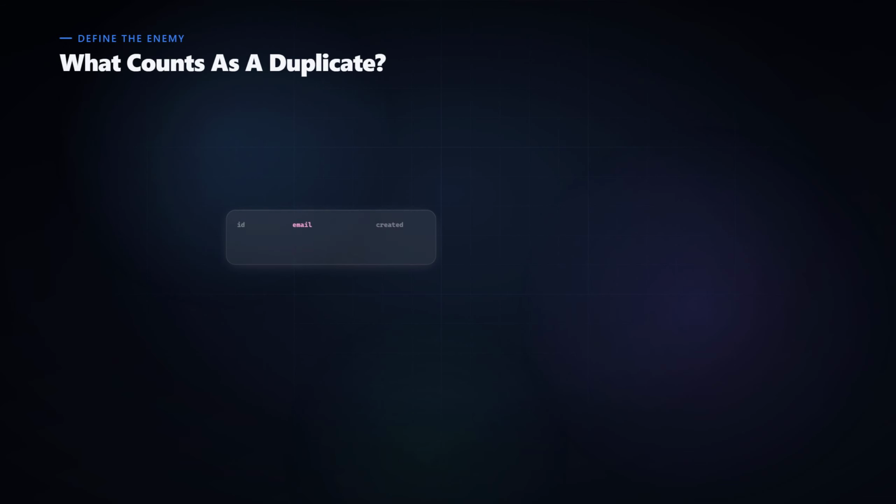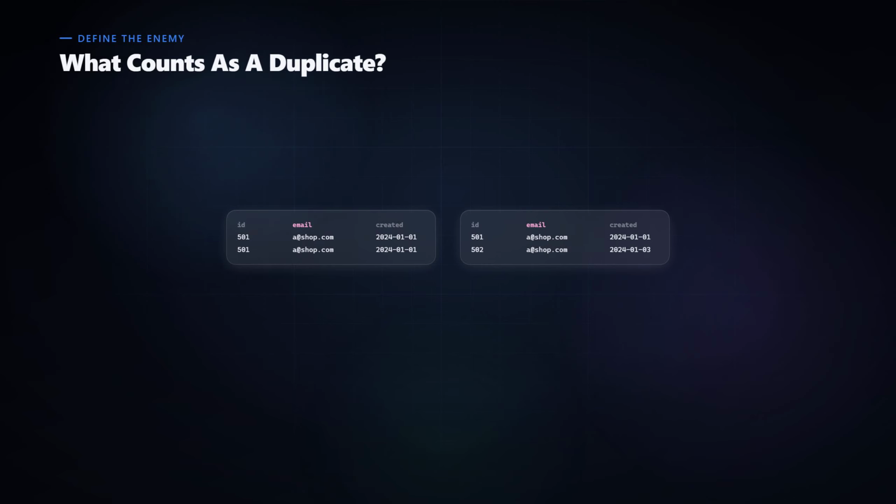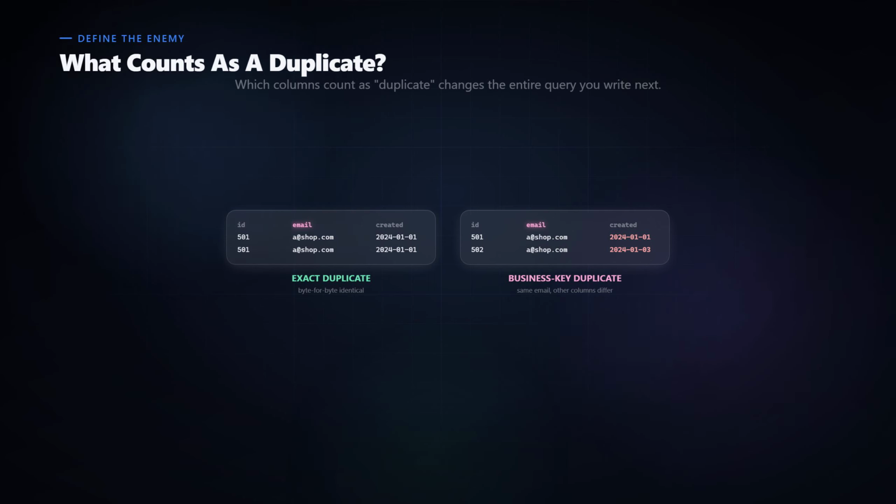First, define the enemy. A duplicate isn't always an exact copy of every column. Sometimes it is, two identical rows, byte for byte. But more often it's two rows sharing the same business key, the same email, the same order number, while some other column, like a timestamp, quietly differs. Which columns count as duplicate changes the entire query you write next.